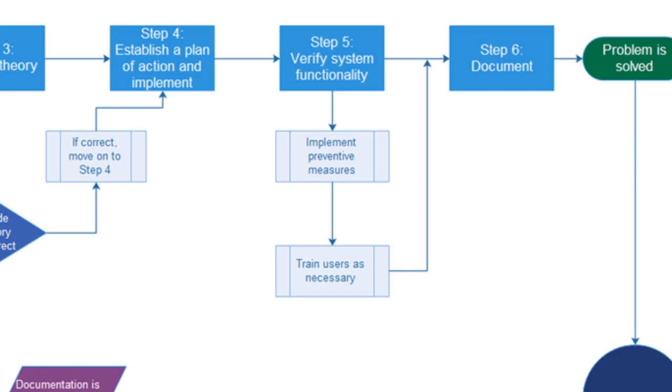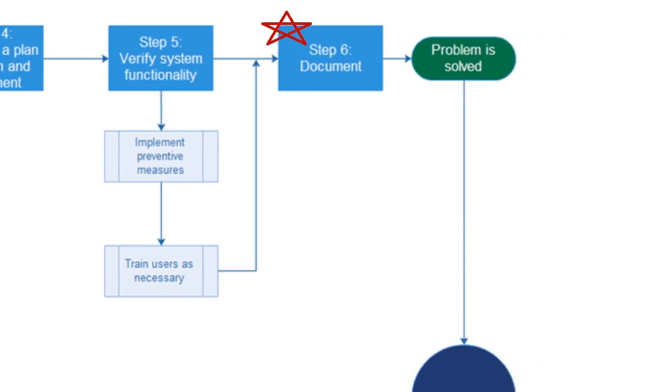But in addition to that, you want to implement preventive measures. Why was the computer unplugged? Who knows? Maybe the power cable needs to be rerouted. Maybe the cleaning crew disconnected it. And you want to fix the problem. Make sure it doesn't happen again also. And then train users as necessary. Perhaps the user needs to be trained on how the computer works. A little bit more information for the user can go a long way to you not having to respond to the same problem again.